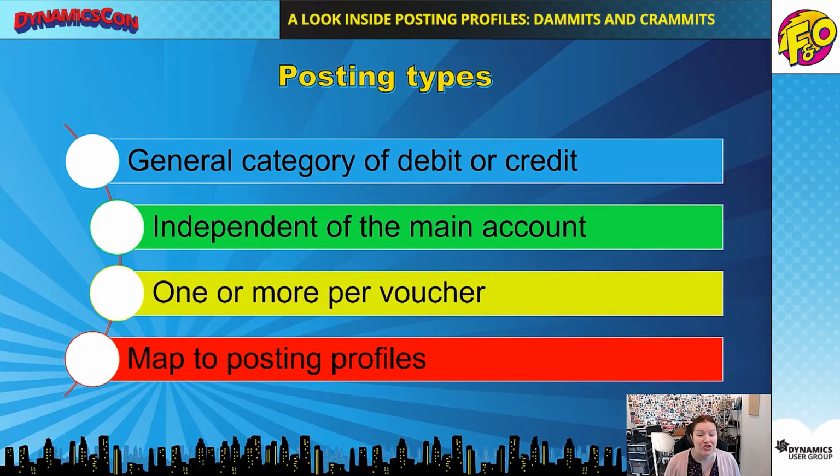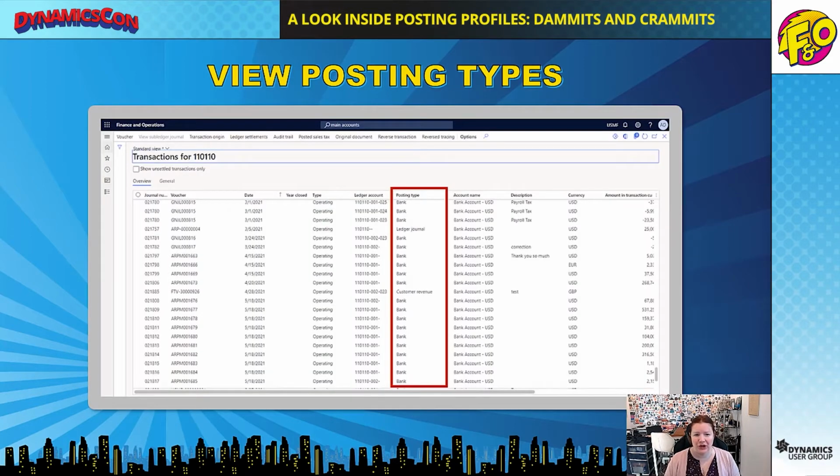The posting types generally map to the option you configure in a posting profile, although it's important to note that the names are not always 100% consistent. So let's take a quick look. The posting types can be viewed on the voucher transactions page by clicking on the General tab and viewing the posting type field. In this particular example, I've used the personalization toolbar to move and add the posting type field into the Overview tab grid to make this field easily accessible and visible when viewing the vouchers.